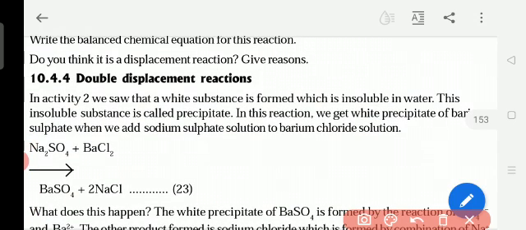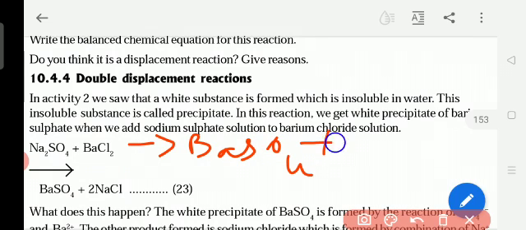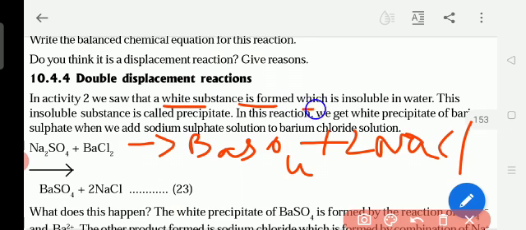Double displacement reaction means what? For example, Na2SO4 plus BaCl2 gives rise to BaSO4 plus 2NaCl as the result. Ba means barium, Na means sodium, so this is sodium sulfate. Here we saw that a white substance is formed which is insoluble in water. This insoluble substance is called a precipitate.